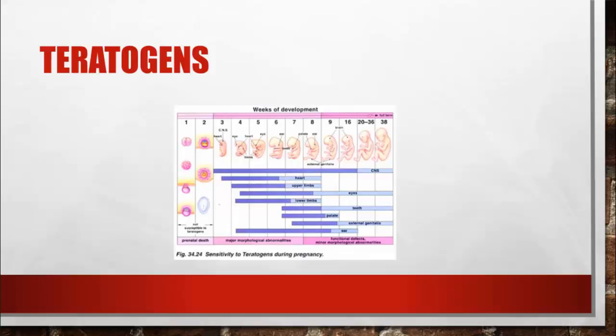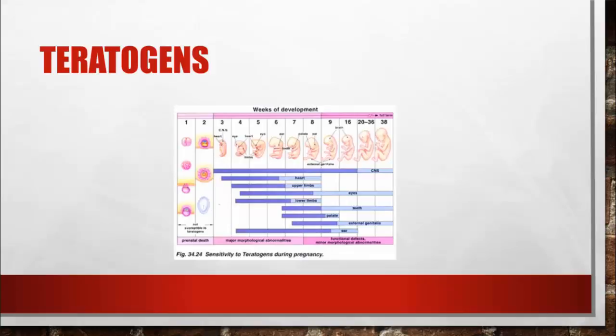Aminopterin is a drug that is used to treat cancers. This drug blocks folic acid, and folic acid is important for production of DNA and cell growth. Therefore, folic acid helps prevent many birth defects, most notably neural tube defects.